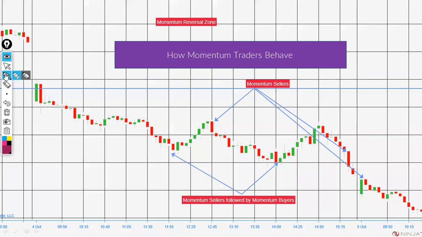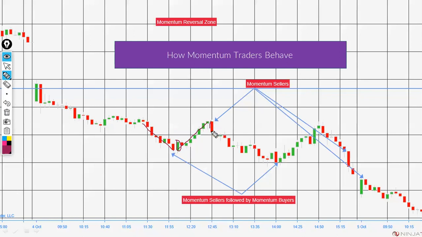So this is one of the examples of how momentum traders behave. If you look into the order flow charts, when a sequence of momentum sellers come in, they are counterattacked by momentum buyers. These are the zones where momentum sellers are counterattacked by momentum buyers. At these swing tops, you'll see momentum buyers take control and move to the extreme.